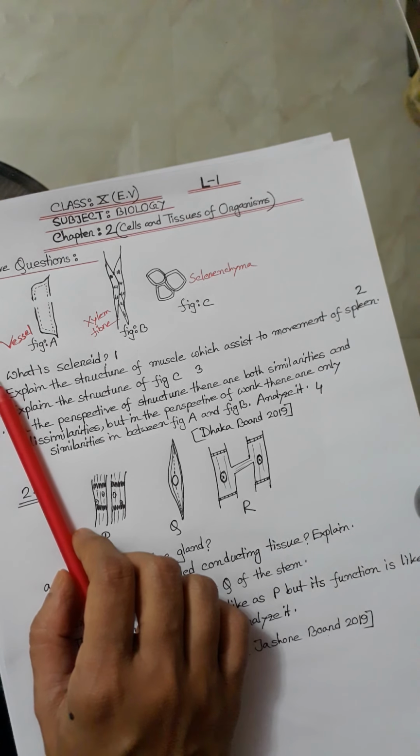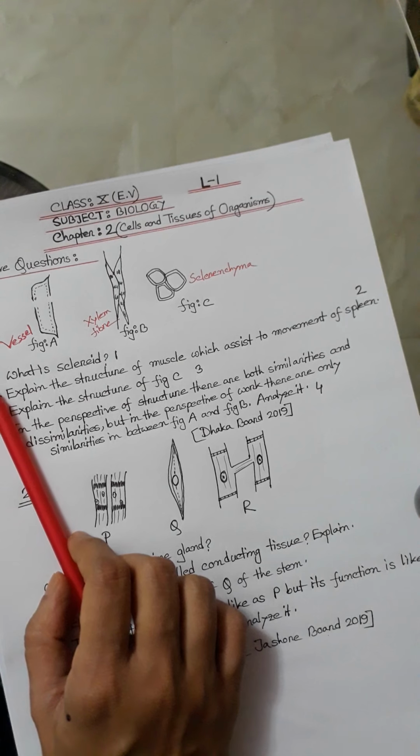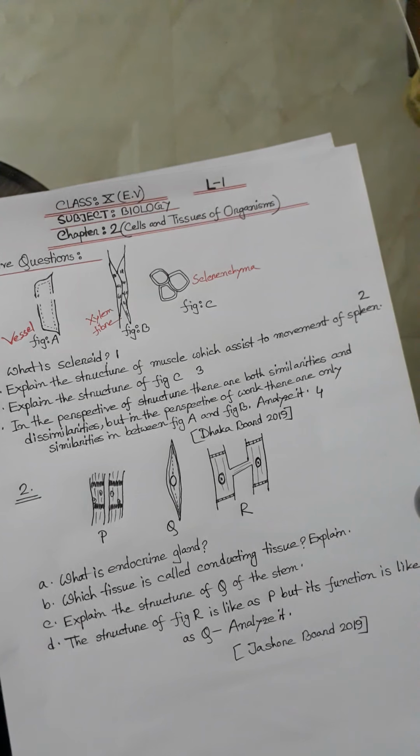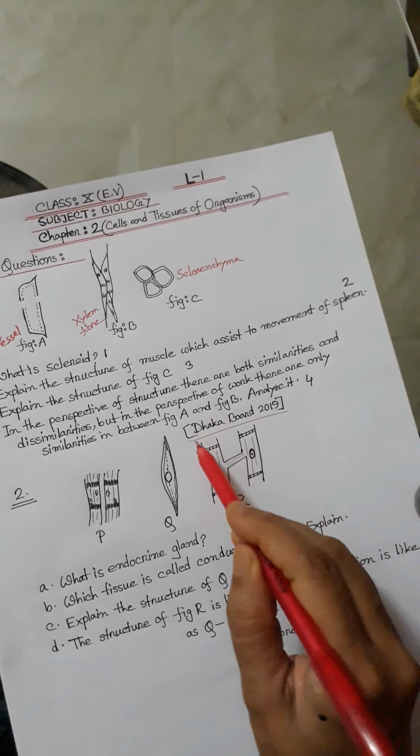From the above discussion, it is clear that in the perspective of structure, there are both similarities and dissimilarities, but in the perspective of work, there are only similarities between vessel and xylem fiber, A and B. So this question is very important for you. This is Dhaka Board 2019.